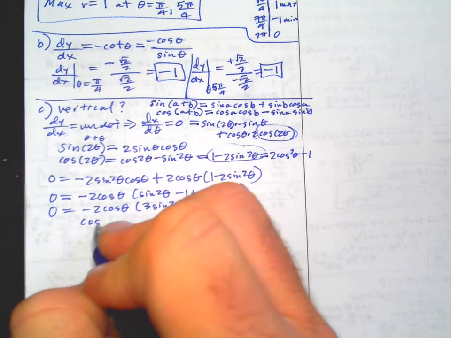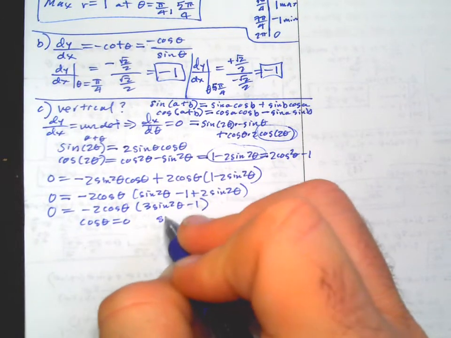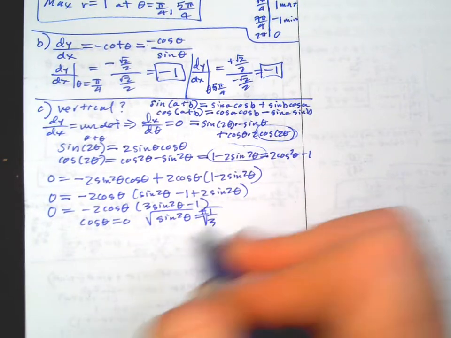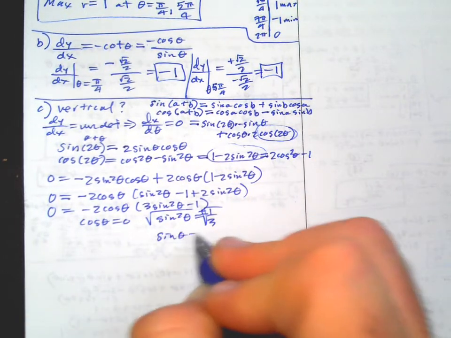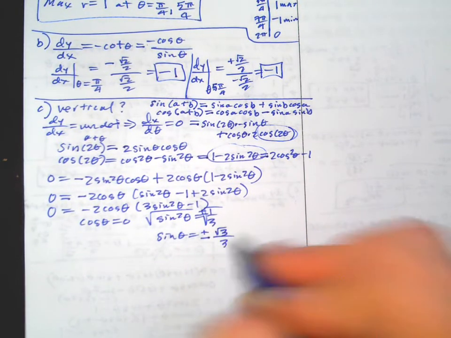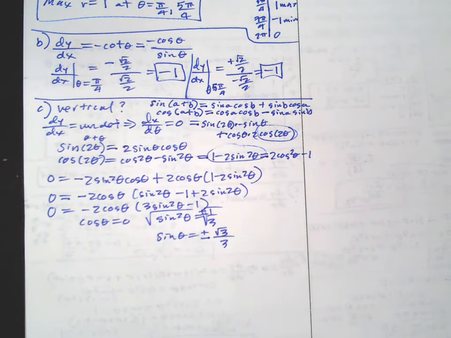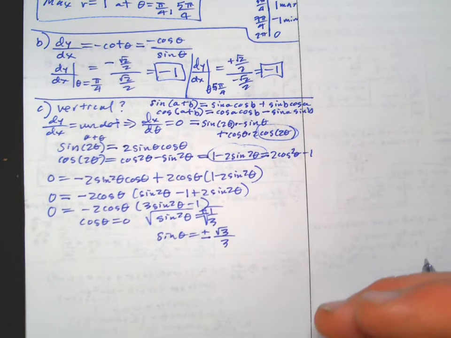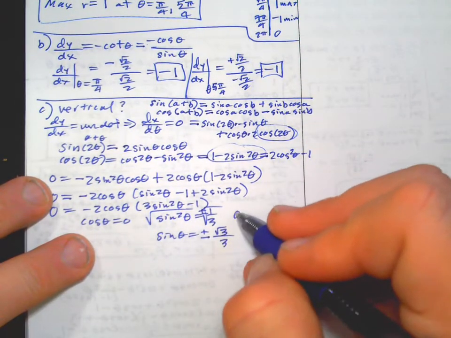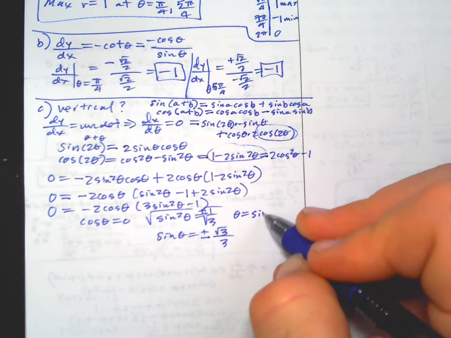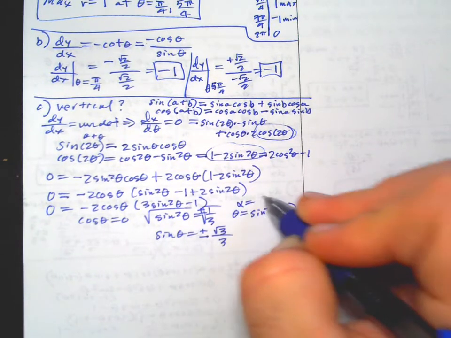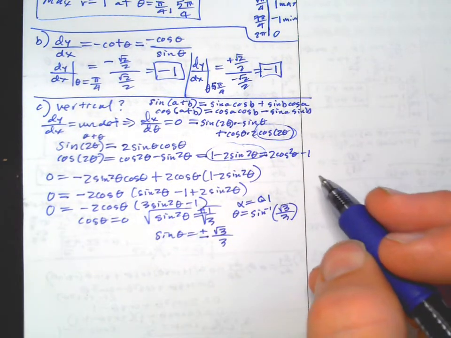So cosine theta equals 0, and then sine squared theta equals 1/3. And you take the square root of both sides, plus or minus. So sine theta equals plus or minus root 3 over 3 or whatever, which is not a common angle, we know. So unfortunately, theta equals inverse sine. If you do the positive one, that's going to give you the reference angle. Okay, that's going to give you quadrant 1. And then you can use that to find all the other quadrants.